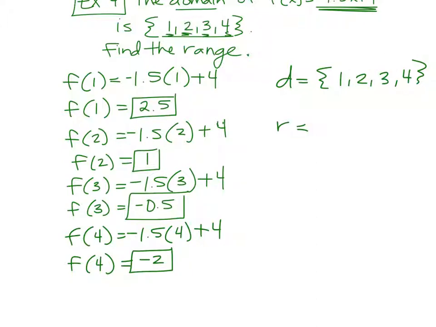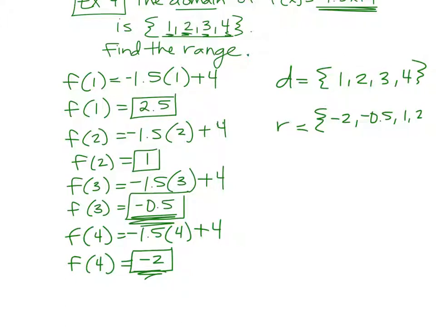What do you have to do with a range? Put them in order and what? And no duplicates, right? So least to greatest, no duplicates. So if that's the case, what's my smallest number here? -2, right? So you would go -2, then what? -0.5, then 1, then 2.5. Okay, so you find your numbers.